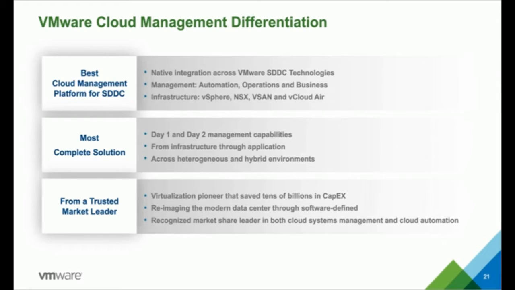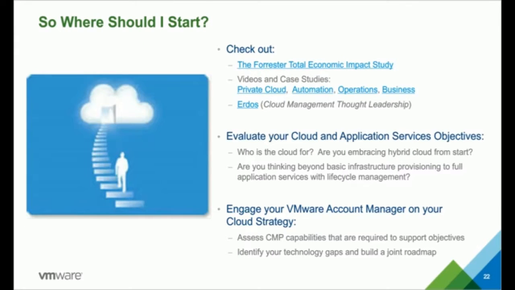Okay, so where do you begin? You can start by first reading the Forrester Total Economic Impact Study to learn more about the potential benefits. Next, check out what our other customers have accomplished to better understand the potential end state. Then you can go back and reassess your application deployment and cloud objectives. Once this becomes clear, we can help you understand the technology gaps and the steps to get there. You can engage your nearest VMware rep, and we can help build a roadmap together.